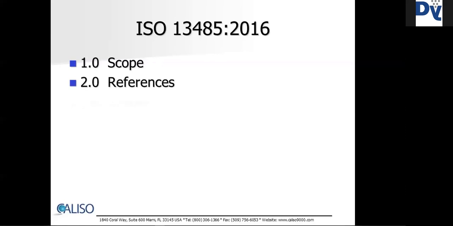Section 2 is references. ISO 9000:2015, Quality Management Systems, Fundamentals, and Vocabulary are the references used in this standard. Section 3 is Terms and Definitions. While the terms and definitions of ISO 9000 apply, there is a specific list of additional terms and definitions for medical devices found in this section.